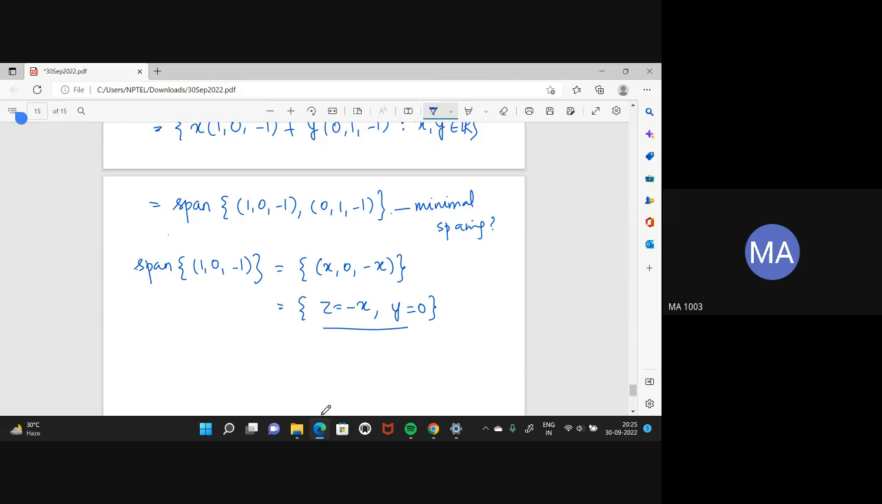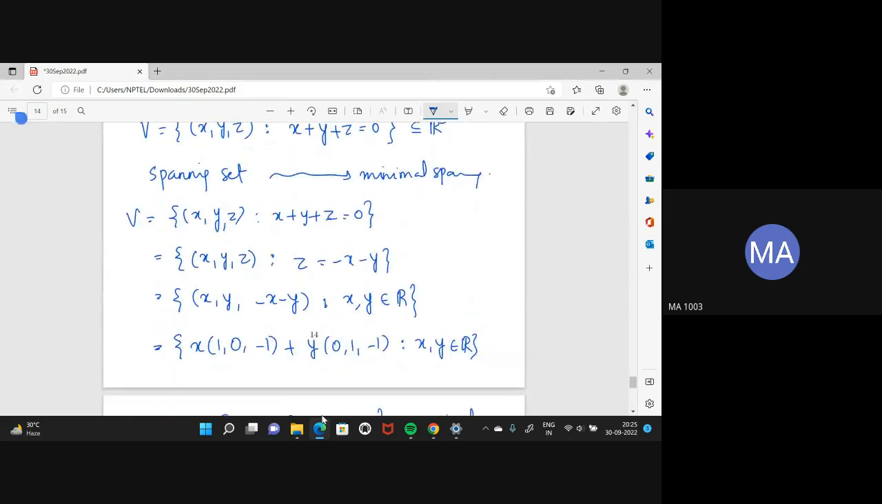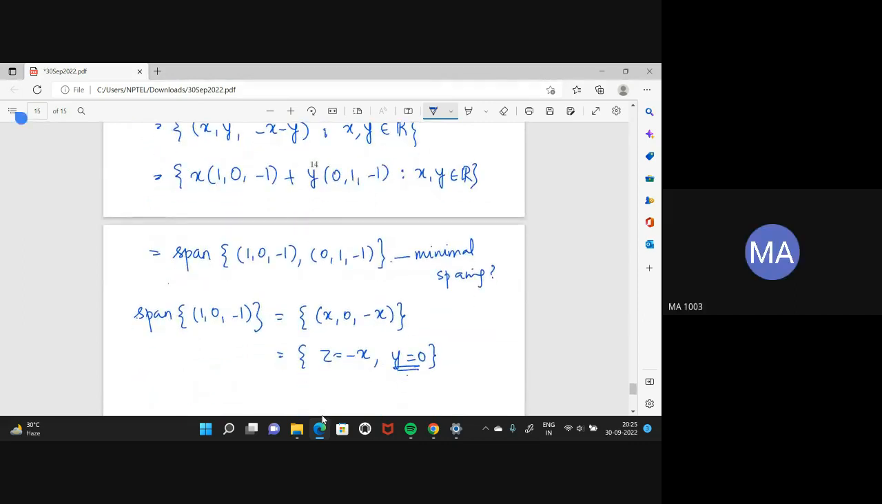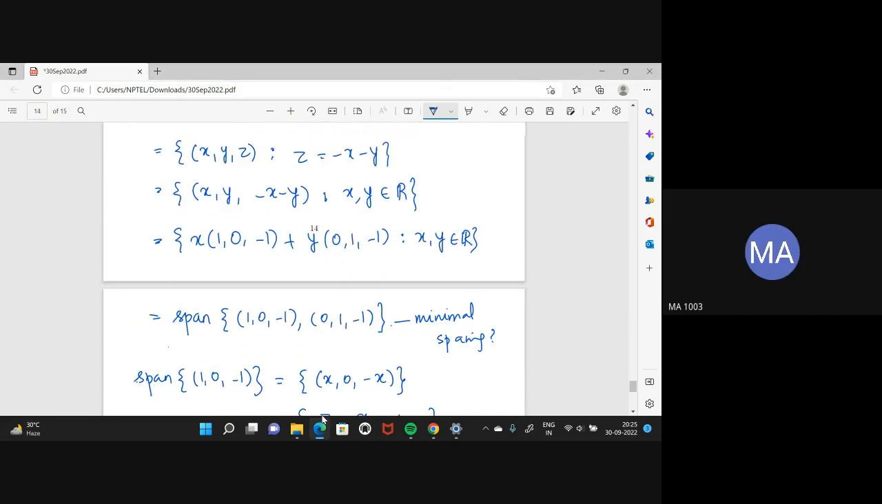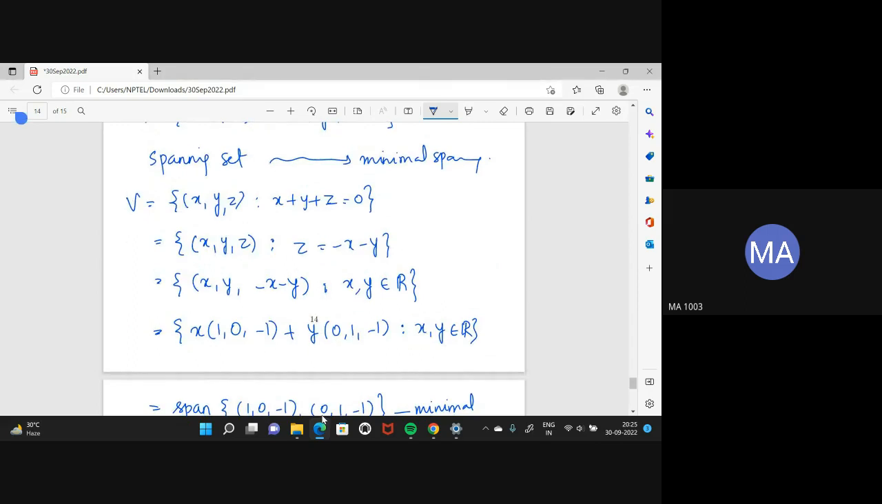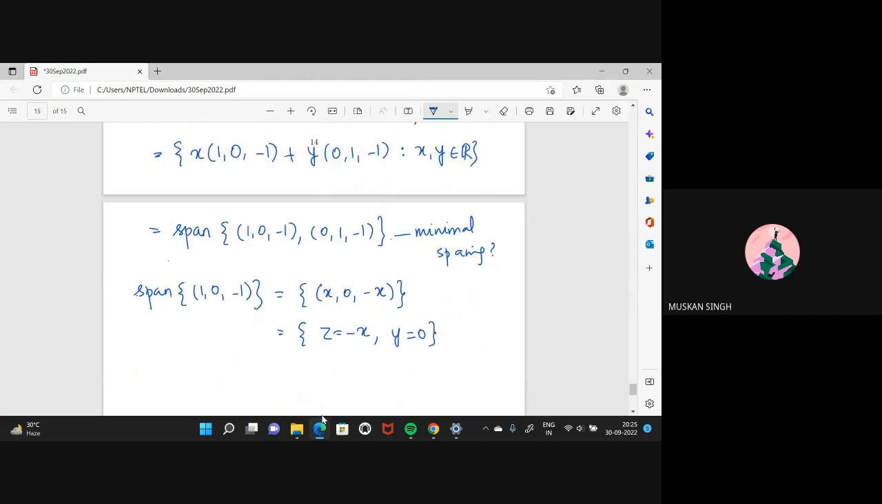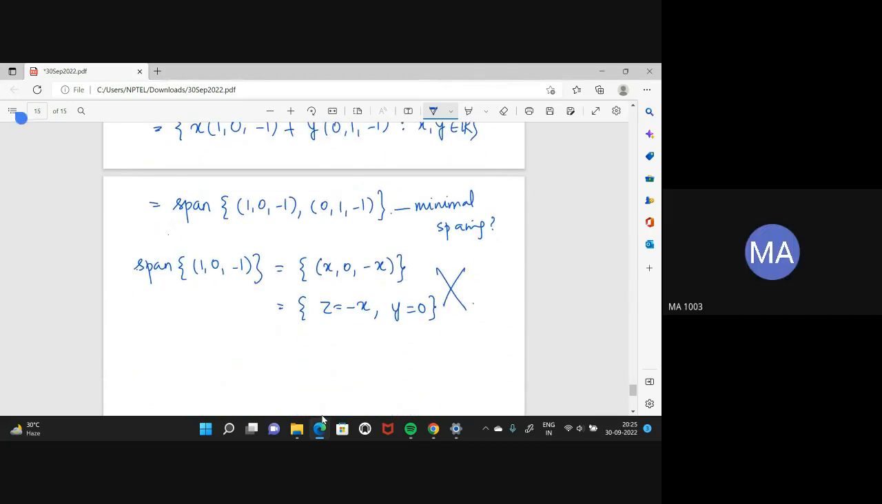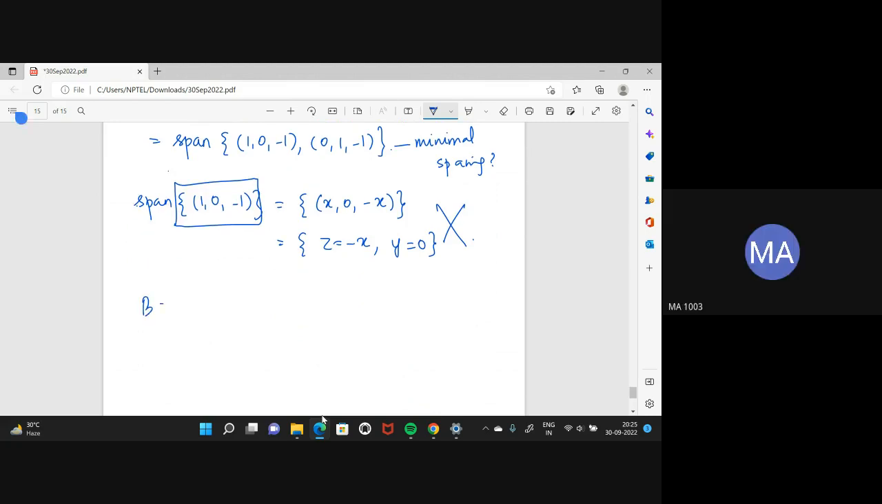Is this the same as the set that we started with? No, ma'am. Why? Because y is equal to 0 is not compulsory in the set that we started with, right? y can be anything. So this is not the set that we started with, so this is not a spanning set. So the original set has to be minimal spanning. Agree? Yes, madam, I agree. So is that a basis? Yes, ma'am.